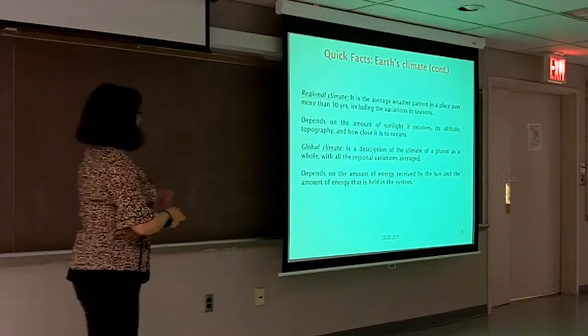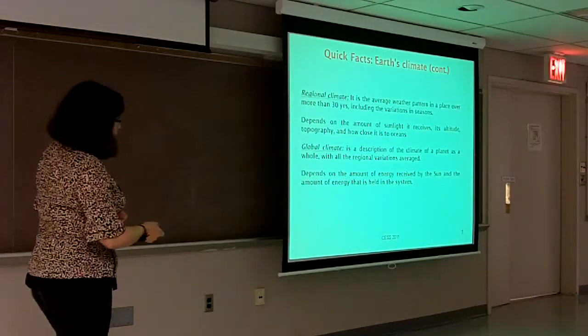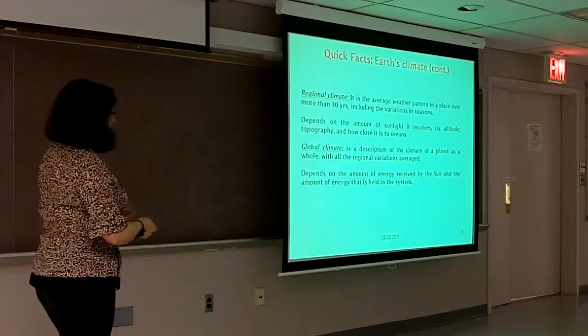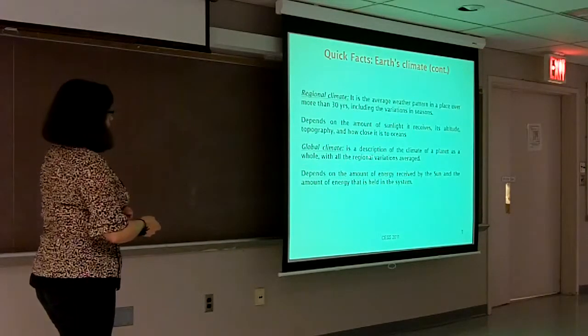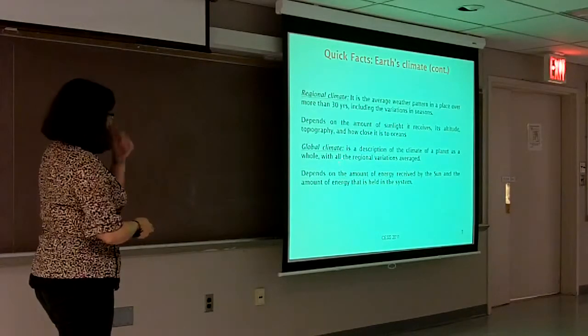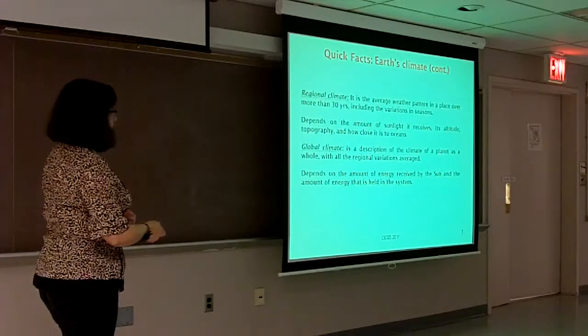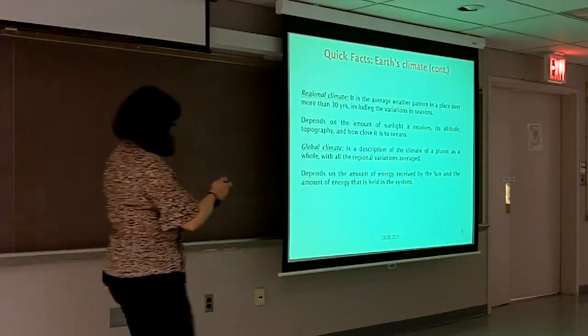And the global climate, by contrast, is a description of the climate of a planet as a whole system, with all the regional variations averaged. So this global climate depends on the amount of energy received from the sun and the amount of energy that is held in the system. And this is a very important thing.